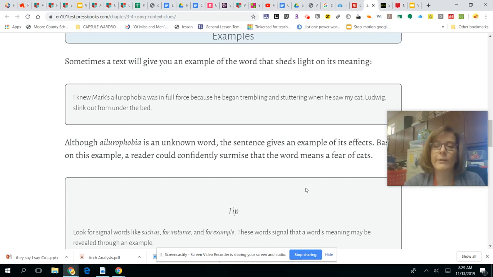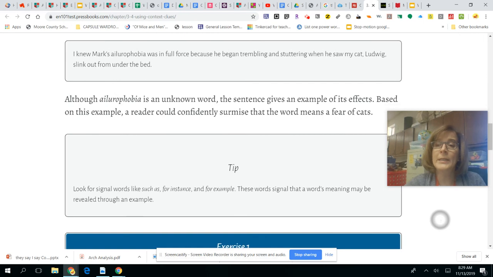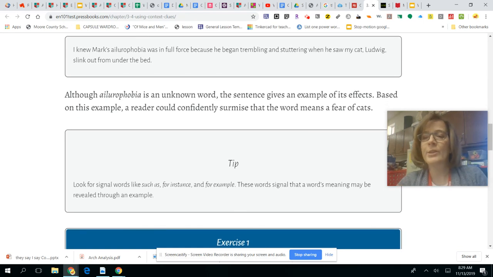All right, when you're looking for examples in the sentence, you're looking for some of these signal phrases, such as for instance and for example. All right, that will get you enough information where you can successfully complete your Week 12 context clues assignment.